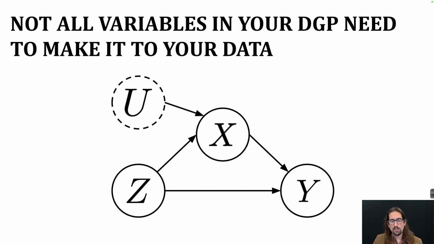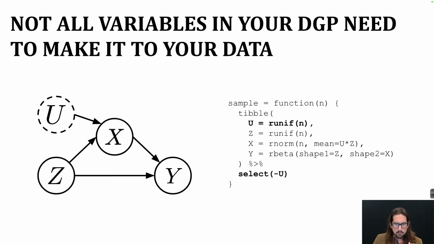So what I mean by that is you can imagine that there are really four random variables that are interplaying: z, x, and y, but also u. It's just that u is something you don't get to see in your data set. So I'll show you an example of simulating that.